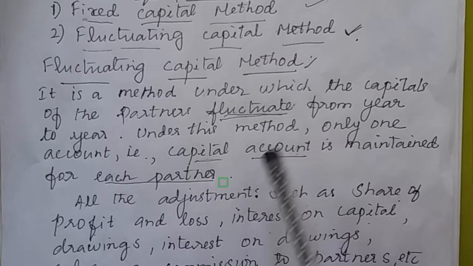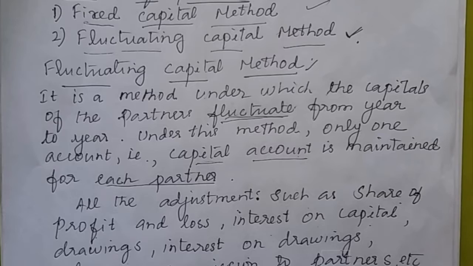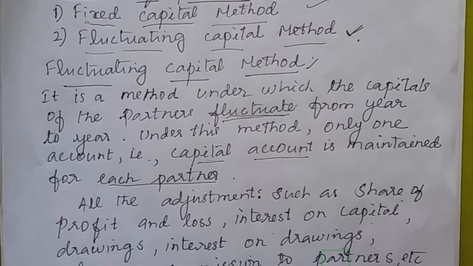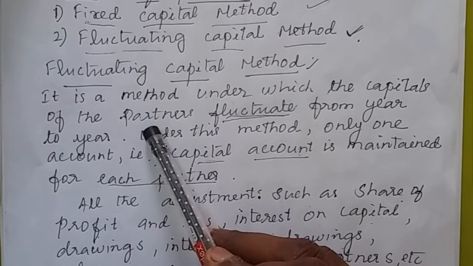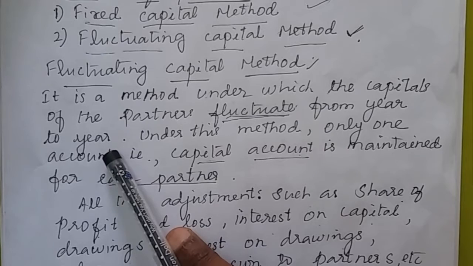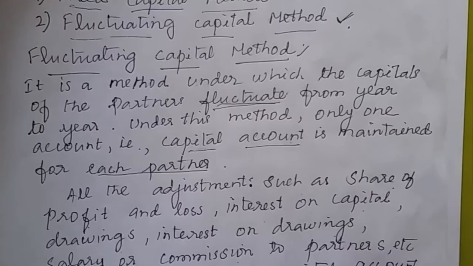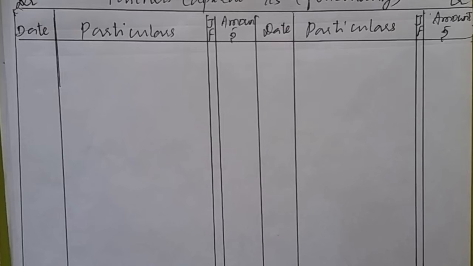Under this method, we prepare only one ledger, that is the partners' capital account. In the partners' capital accounts, all the adjustments are entered along with the capital. So the capitals of the partners fluctuate, change from year to year. So this is about the fluctuating capital method. Under the fluctuating capital method, how many ledgers do we prepare? We prepare only one ledger. What is that ledger? That ledger is the partners' capital account.